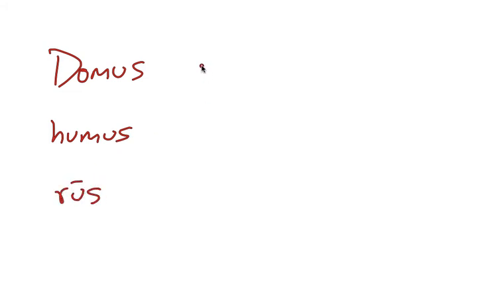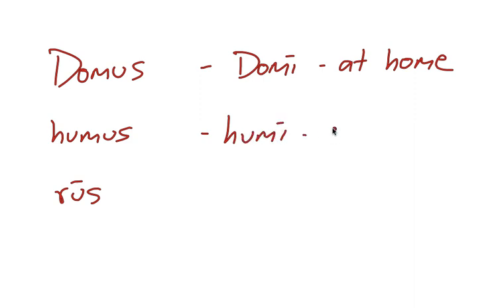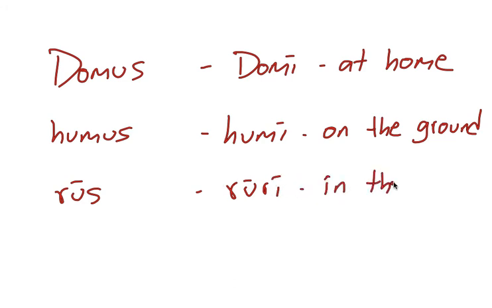Okay, let's talk about the three really common words that take locatives. Domus, humus, and rus. So the locative of domus is domi, which means at home. The locative of humus is humi, which means on the ground. And the locative of rus is ruri, because it's third declension, so you use dative, and it means in the country, or in the countryside.